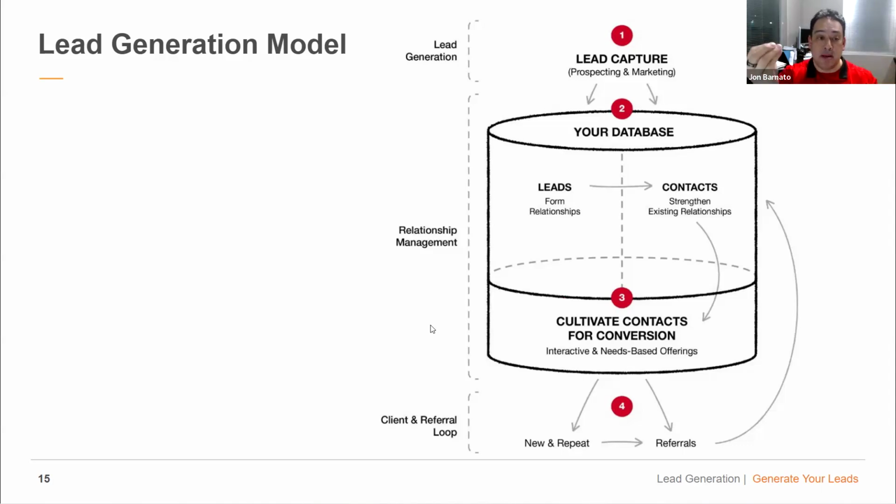Remember, it's not about you, it's about them, right? And the market is telling you what they want, and you need to offer that as an agent. Make sense? We're good? Okay. And then we get conversion, and then we get them as a client and we close them, and then they go back to contacts.